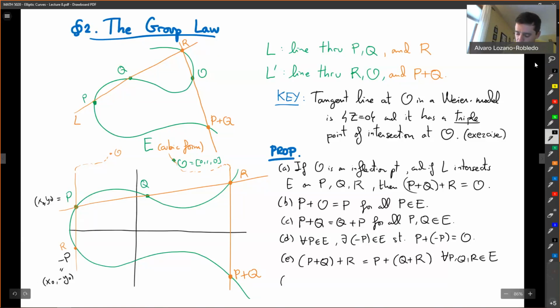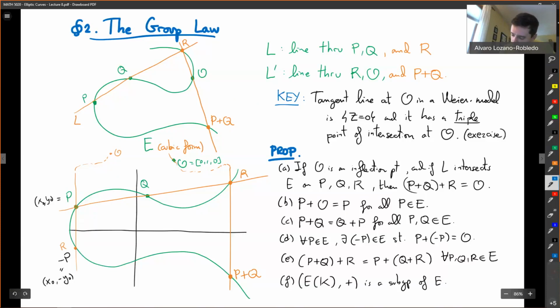And finally, F. By the way, up to here, B, C, D, and E show that this is an abelian group. And the last piece is that over K, over the field of definition, this is a subgroup of E. And I think I'm out of time, so we will talk about that next time.